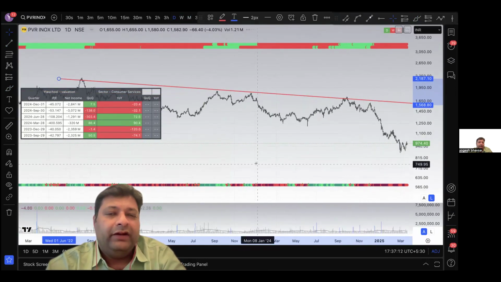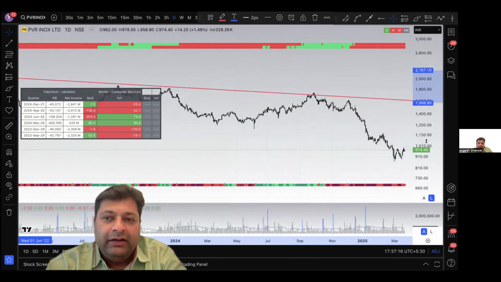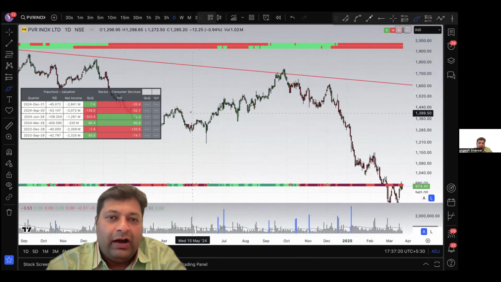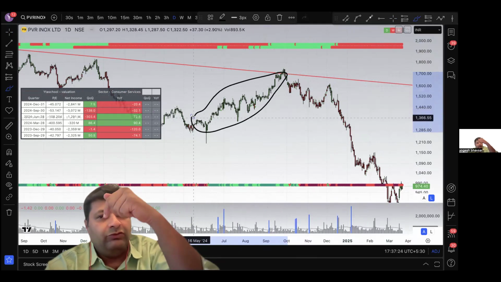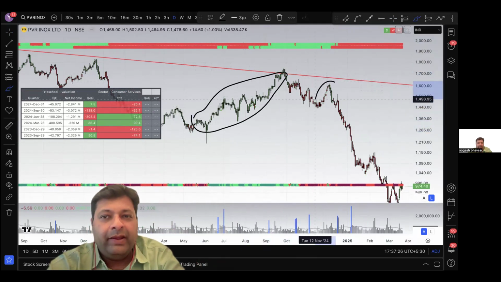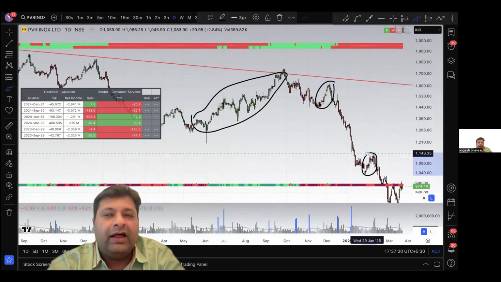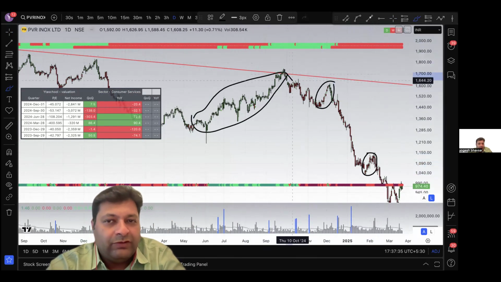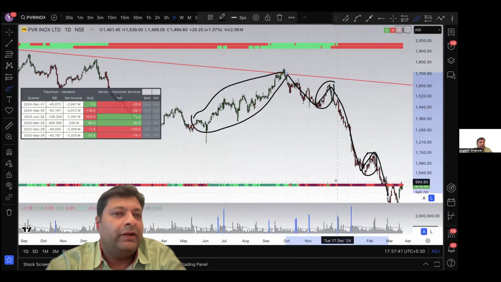Lower time frame. What are they trying to do? Let me just zoom in. Whenever they try to go against the major trend, that is downside, what happens? The magnet of the higher time frame pulls them down. See, it went against, pulled them down. Again, it went against, again, it pulled them out.